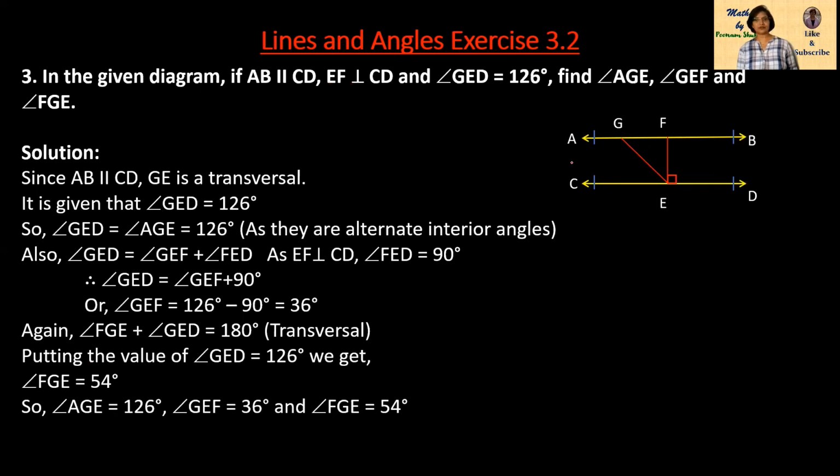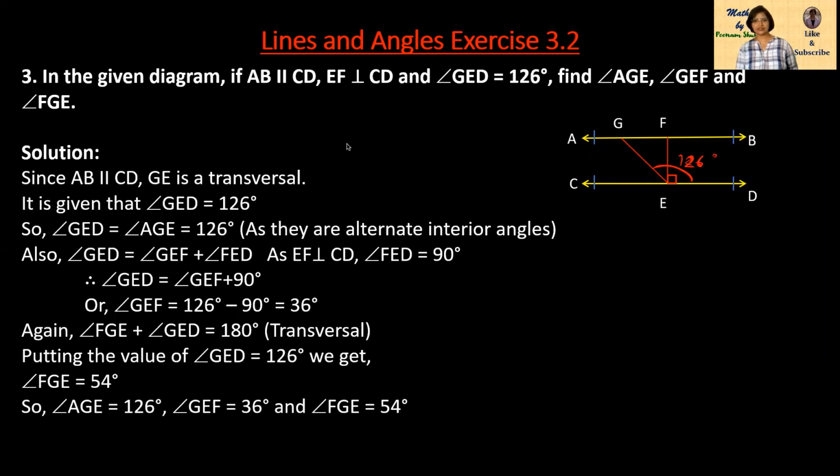Next question says, in the given diagram, AB is parallel to CD, and EF is perpendicular to CD, and angle GED equals 126. Angle GED means this angle is 126. It is given, right? And find AGE, GEF and FGE. Which is AGE? We have to find out this angle.